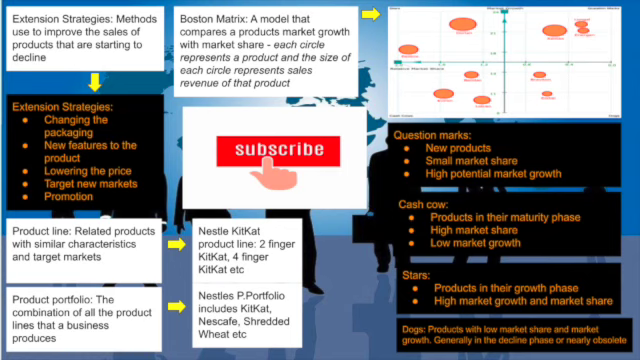And dogs, they're products with low market share and low market growth, and generally in the decline phase, they're already gone and not profitable. Extension strategies may be used, but sometimes not, because it depends on how much profit they're going to really bring in.